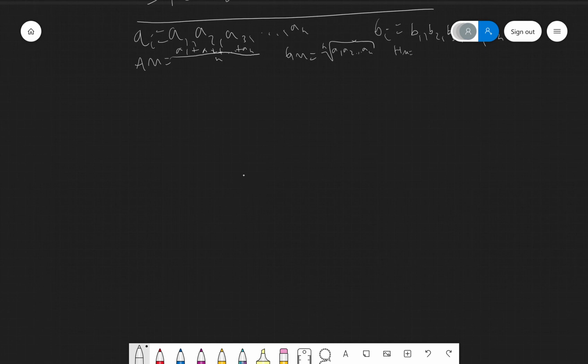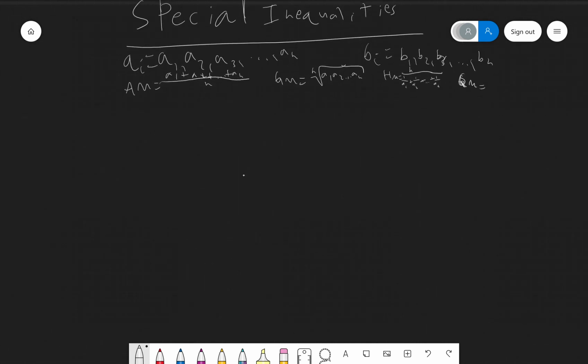HM equals N over 1 over A1 plus 1 over A2 plus dot dot dot plus 1 over AN. And then QM equals the square root of A1 squared plus A2 squared plus dot dot dot plus AN squared, all over N. Well, not all, but just that part. Now we're gonna put some dividers. We're gonna do that, that, and that. So now we know this.